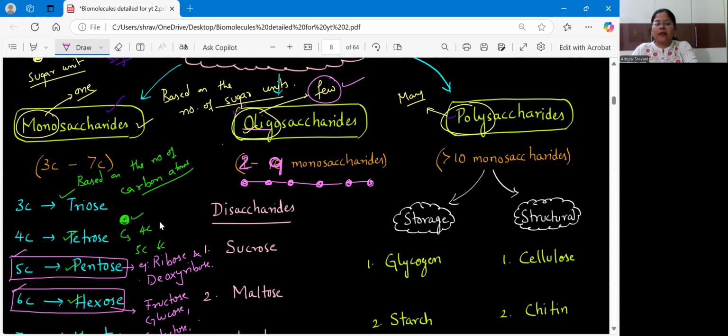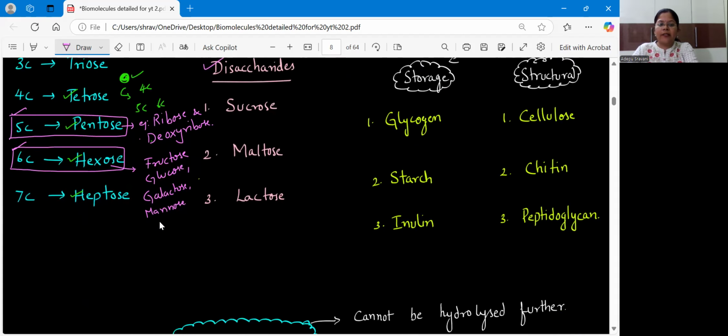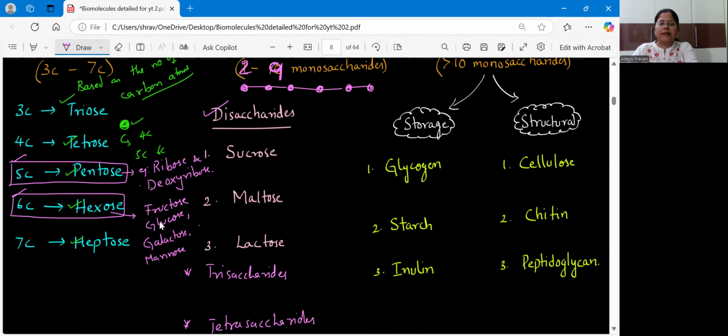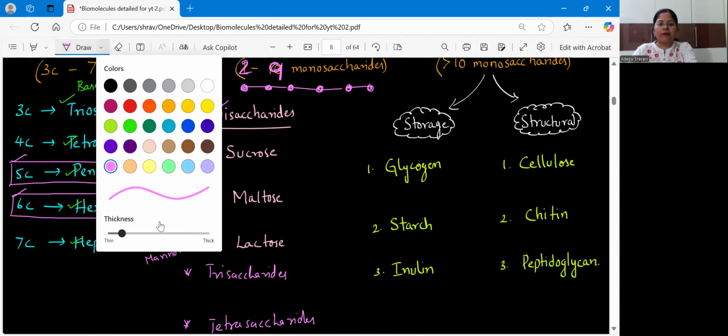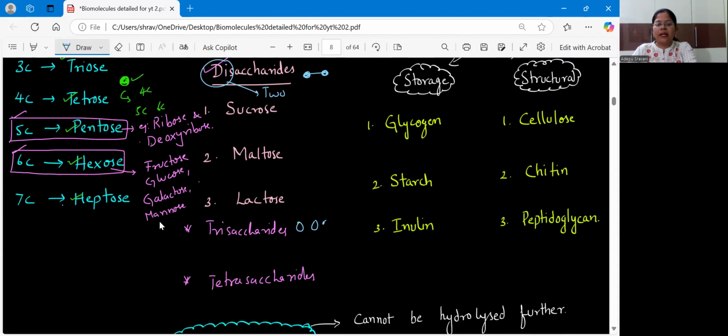In oligosaccharides, only disaccharides are mentioned in your syllabus. Apart from disaccharides, we also see the trisaccharides, then we have tetrasaccharides. Now, what do you mean by disaccharides? Disaccharide is a condition where we have sugar units which are 2 in number. Di means 2, so we have only 2 sugar units. If you talk about trisaccharides, we have 3 sugar units with these bonds. Tetra will have 4 sugar units.